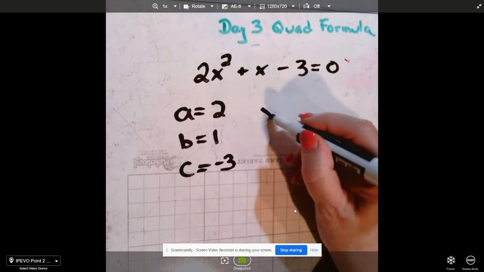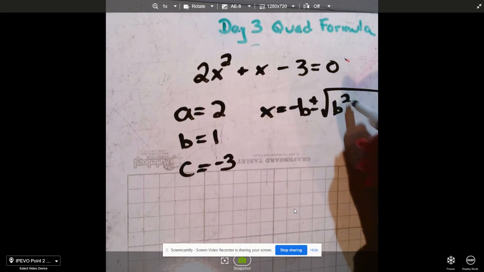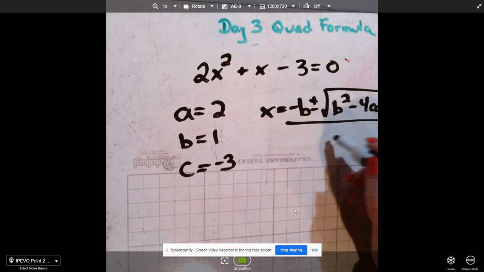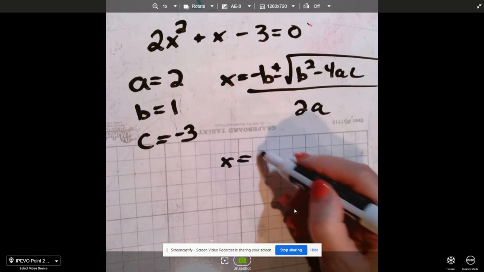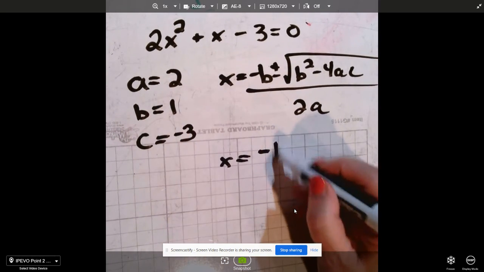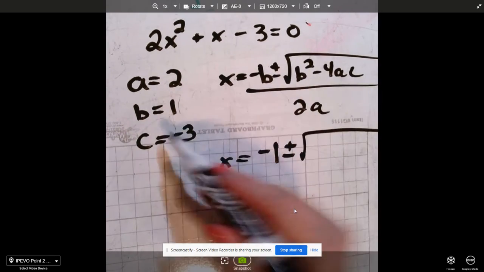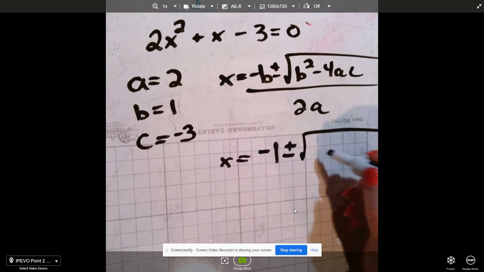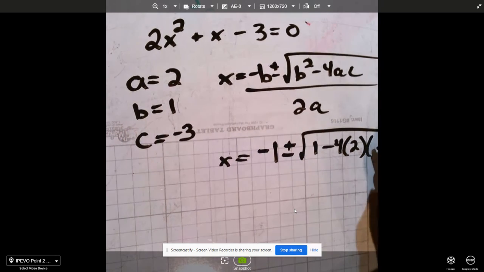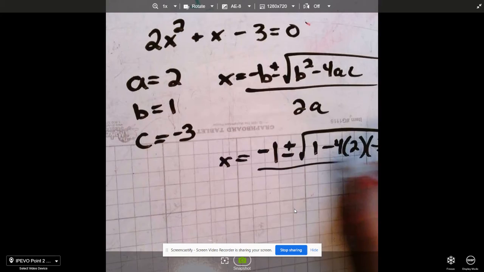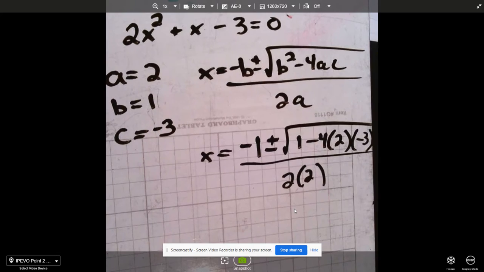So if I plug them into my formula, x equals minus b plus or minus the square root of b squared minus 4ac all over 2a, I'll have x equals minus, well, my b value is 1, so minus 1, plus or minus the square root of b squared, well, 1 times 1 is just 1, minus 4 times my A value, which is 2, and my C value, which is negative 3, all over 2 times my A value, which is 2. So now I've plugged in all of those numbers.